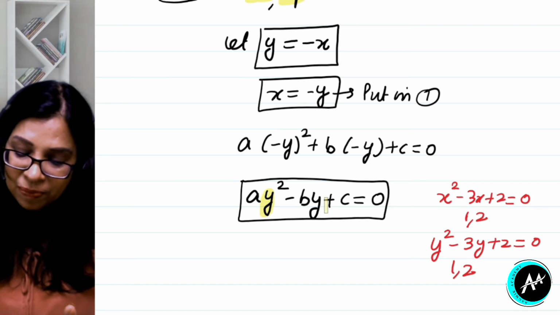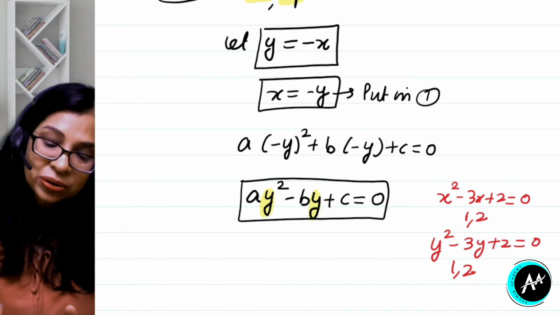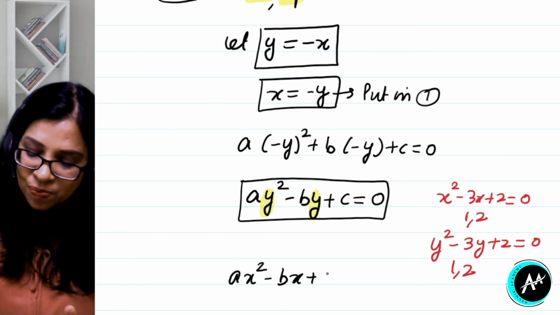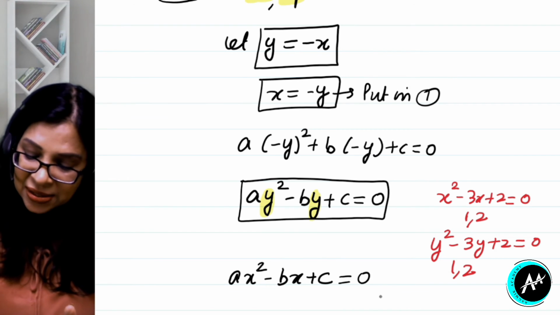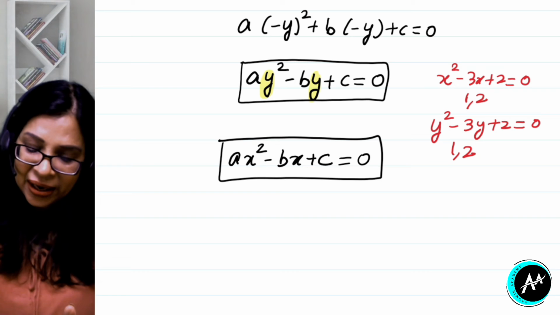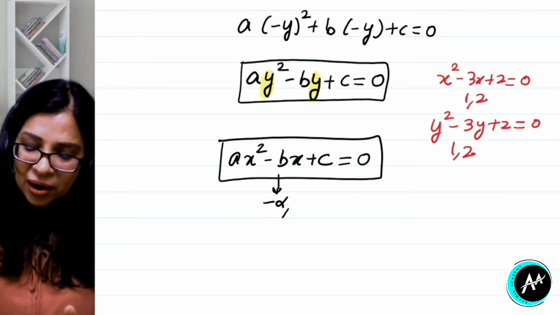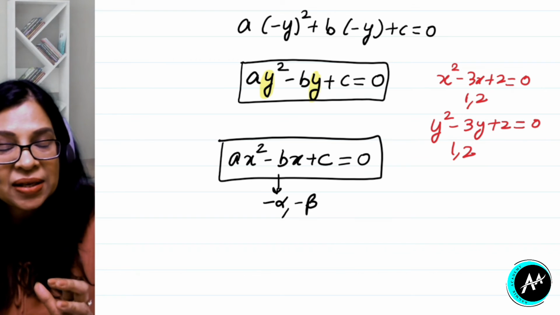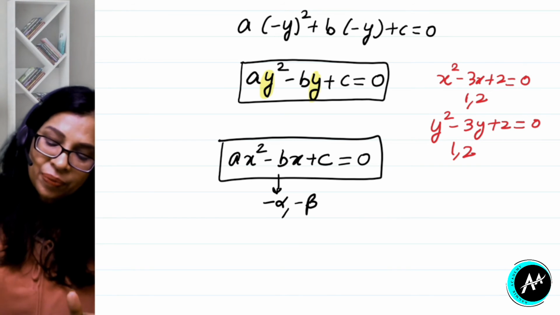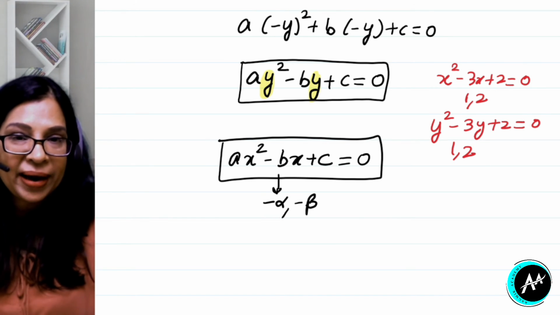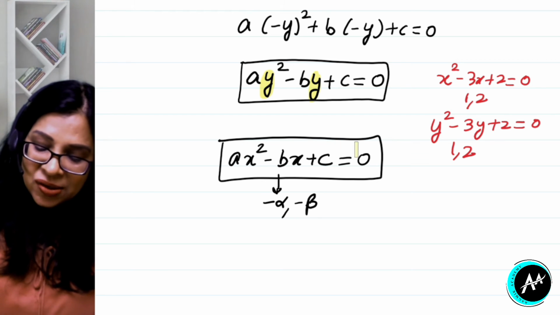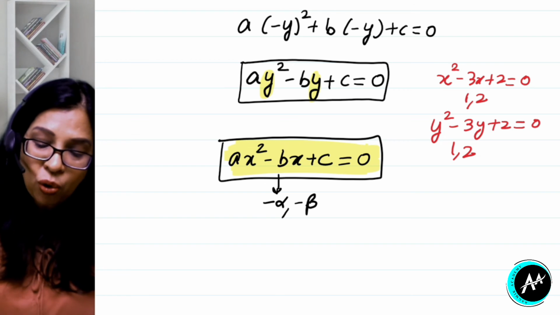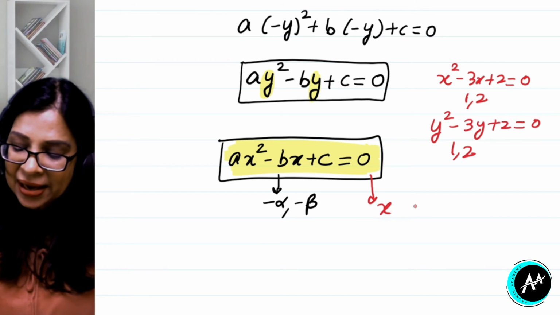So here I can replace this variable y by x. That means my equation becomes ax square minus bx plus c equal to 0. So this is the transformed equation and its roots are minus alpha and minus beta. So if the equation ax square plus bx plus c equal to 0 had roots alpha, beta, then the equation with roots minus alpha, minus beta is this one, ax square minus bx plus c equal to 0. You can also memorize it this way, that what we have done is replaced x by minus x.